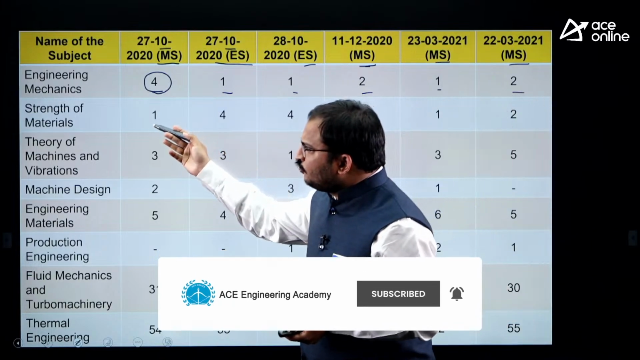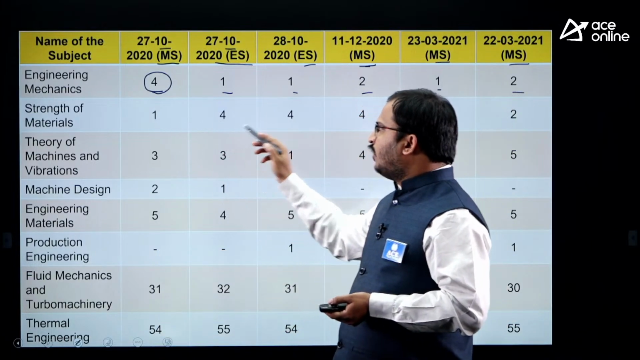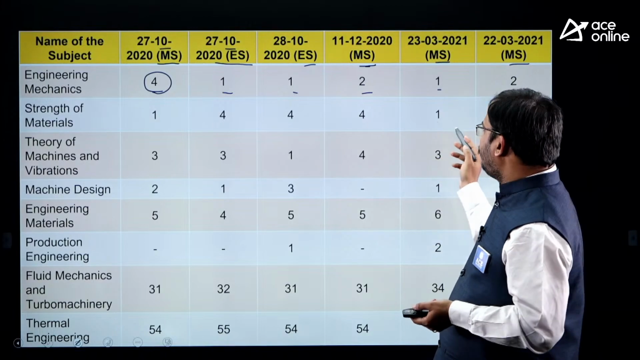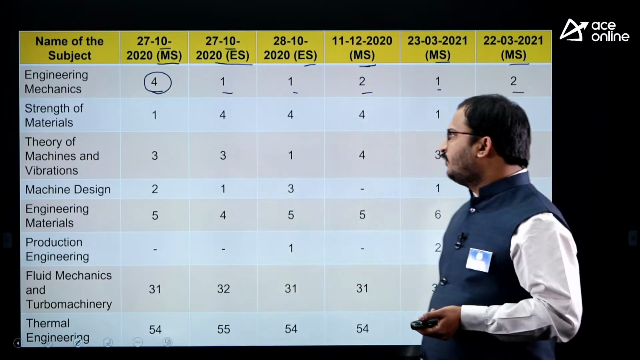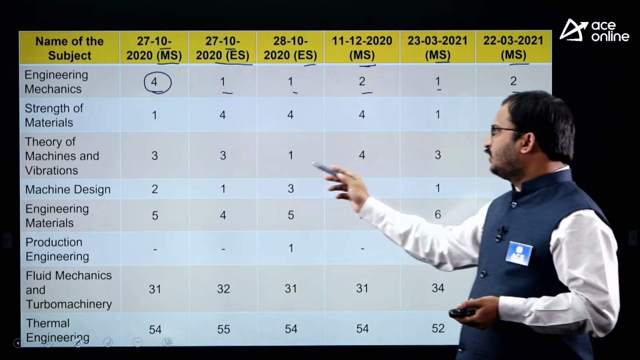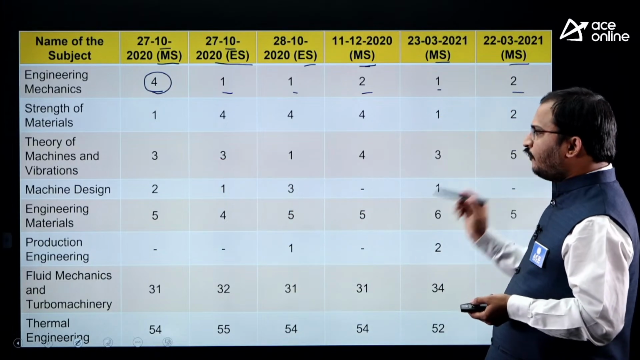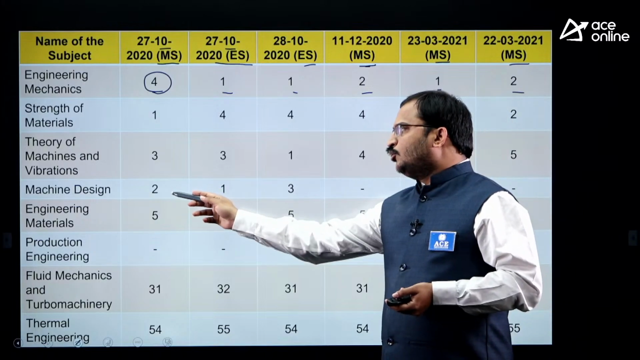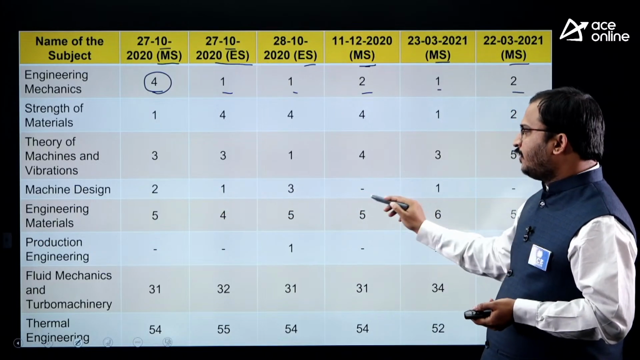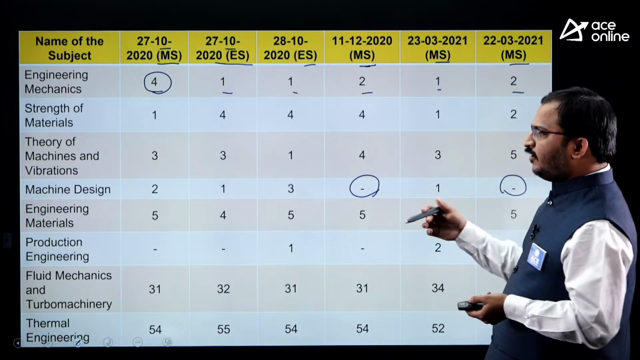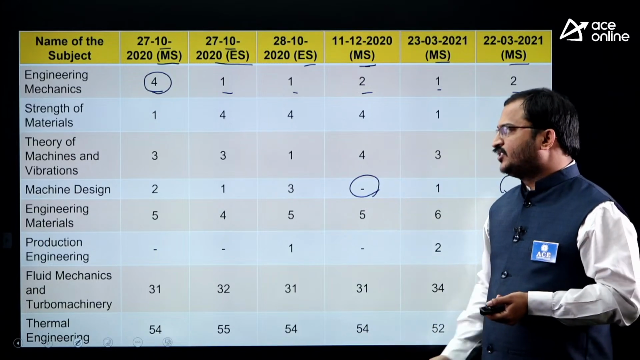So you can observe for strength of materials also 1 mark, 4 marks, 4 marks, 4 marks, 1 mark, 2 marks. And here theory of machines and vibrations 3 marks, 3 marks, 1 mark, 4 marks, 3 marks, 5 marks. So machine design 2 marks, 1 mark, 3 marks, 1 mark in this particular paper, and in 2 papers there were no weightage from machine design also.